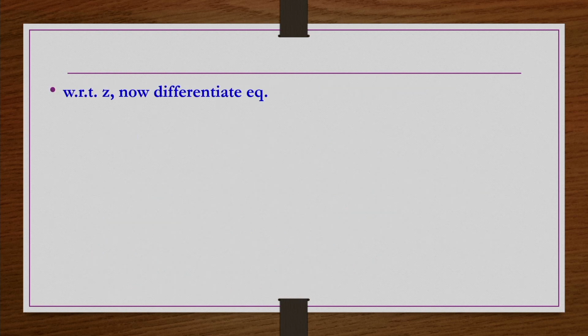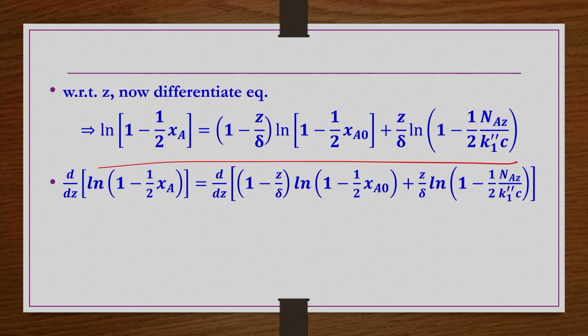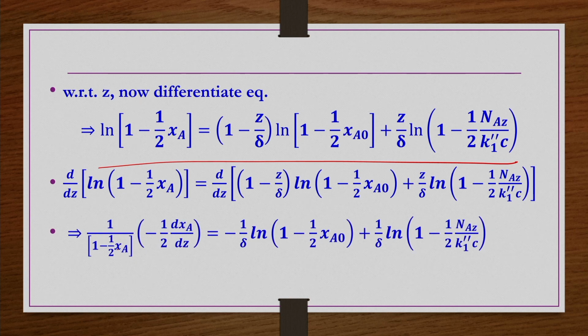Now, we have to differentiate that concentration profile in order to get the flux equation, because in the flux equation we have the minus dXa by dz term. So, this is the equation that we got. If you differentiate both sides with respect to z, what do you get? Left hand side, 1 by 1 minus 1 by 2 Xa times minus 1 by 2 dXa by dz equals, here, minus 1 by delta ln 1 minus 1 by 2 Xa naught, here 1 by delta ln 1 minus 1 by 2 NaZ by K1 double prime C.